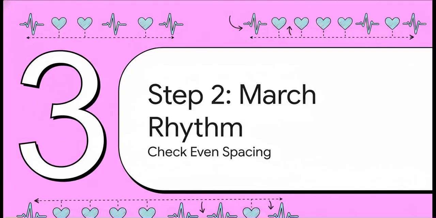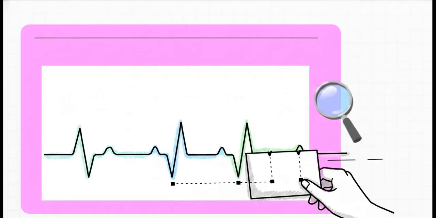Moving right along, Step 2. March the rhythm and check for even spacing. For this step, we use a really cool technique called marching it out. And don't worry, you don't need any fancy calipers or complex math for this. You literally just grab a blank piece of scrap paper. Place the straight edge of that paper right along your EKG strip. Then, take your pen and make a little mark on your paper exactly where the first R peak is. Then make another mark right where the second R peak is. Now you've captured the exact distance between 2 heartbeats right there on your scrap paper.